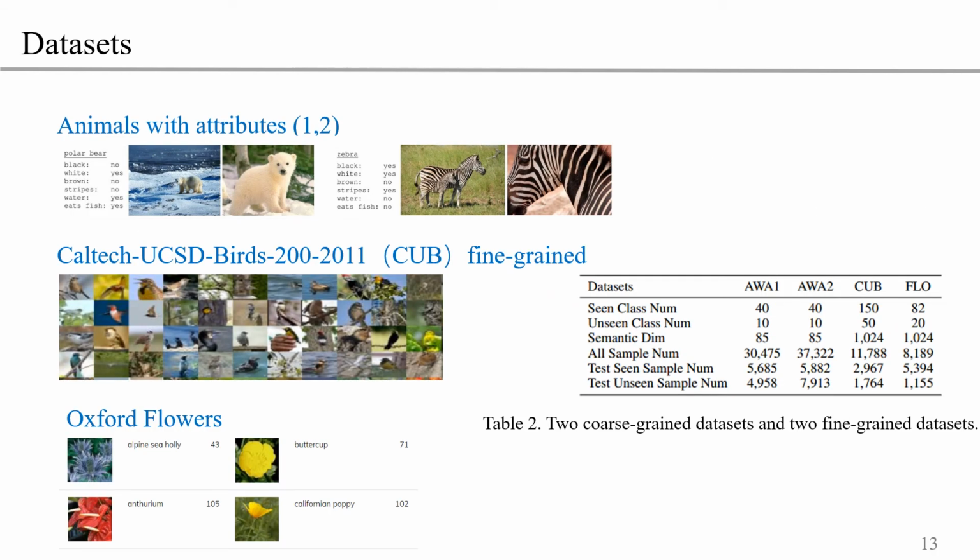We conduct experiments on two coarse-grained datasets and two fine-grained datasets. Animals with Attributes 1 and 2 consist of 50 animal species with 85-dimensional attributes provided for each class. CUB birds and Oxford Flowers are fine-grained datasets with 200 classes of birds and 102 classes of flowers, respectively.